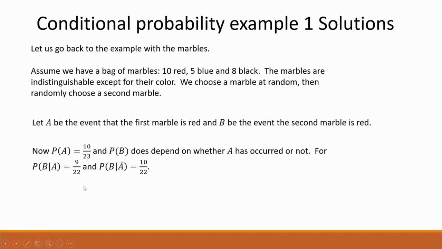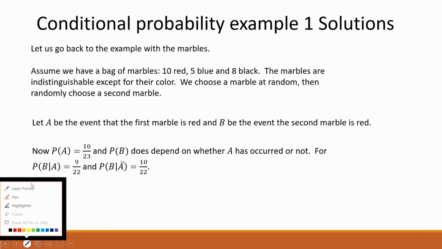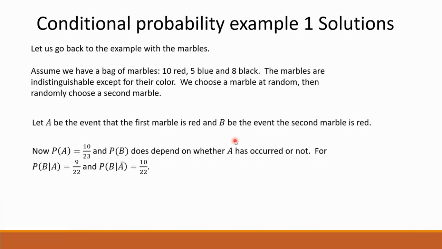So we're going to let A be the event the first marble is red. We're going to let B be the event the second marble is red. Basically what we're going to do here is find the probability of B given A and the probability of B given the complement of A.